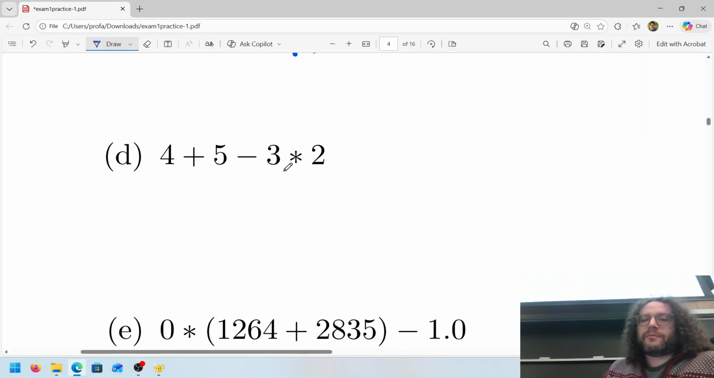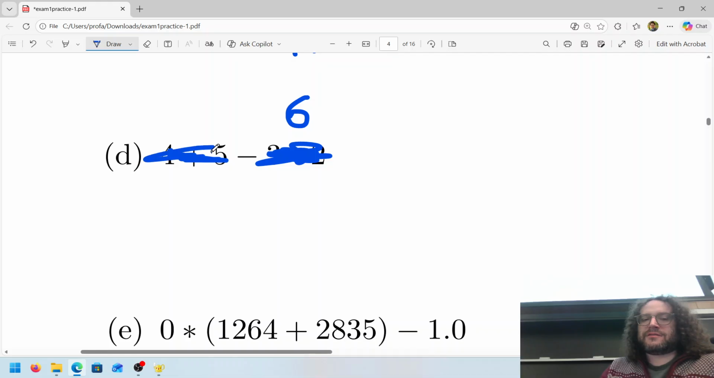Okay, another one where we do order of operations. 4 plus 5 minus 3 times 2. It isn't this. This is not what gets done first. What gets done first is the 3 times the 2, because multiplication comes first. So we're just going to replace this with a 6. 4 plus 5 minus 6.